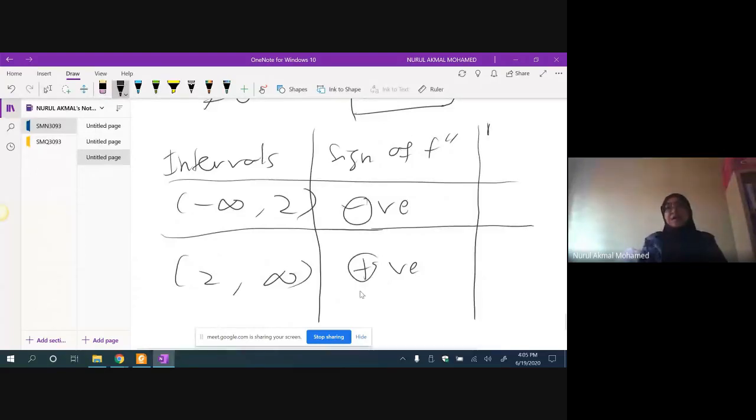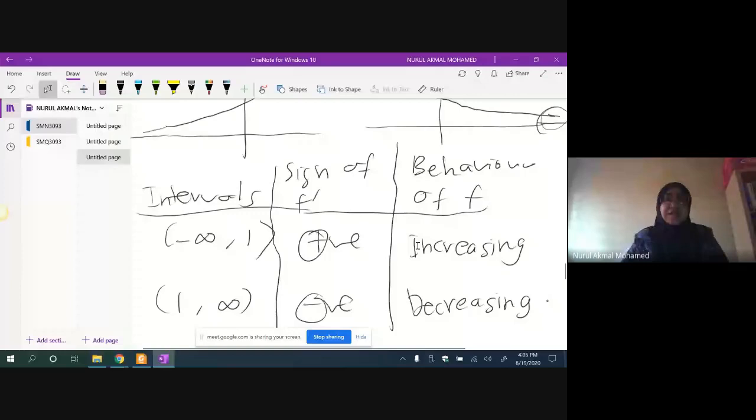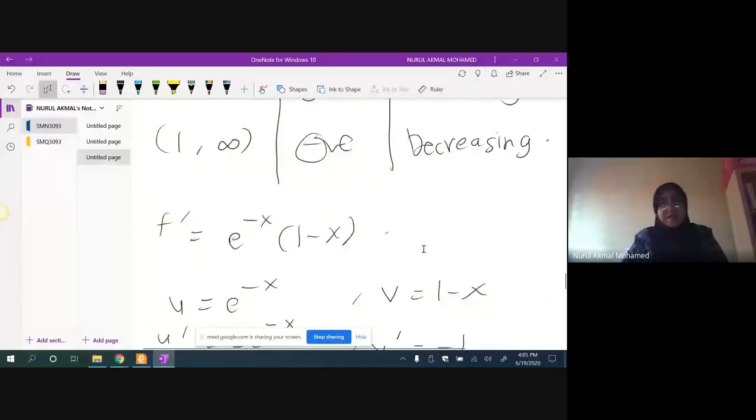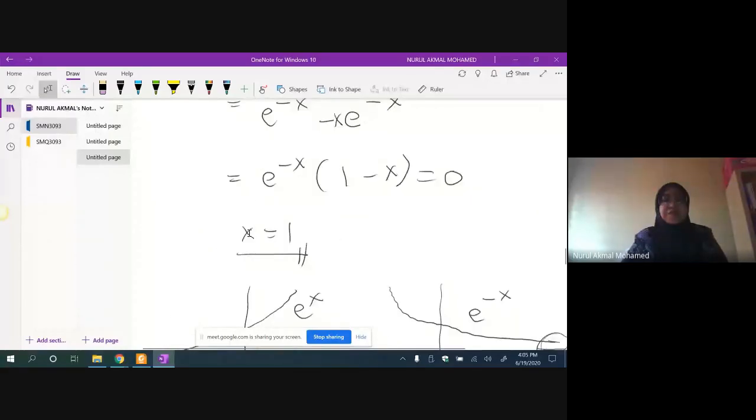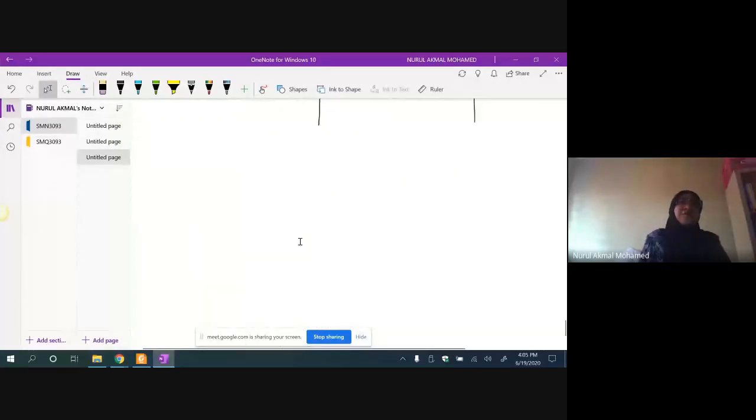So for the behavior of f, negative is concave downwards, and positive is concave upwards. What else? We already know the first derivative test and the second derivative test. Now we can plot. From the first derivative test, x is equal to 1. So what is f of 1? We want to know f of 1. Can you please check it for me?